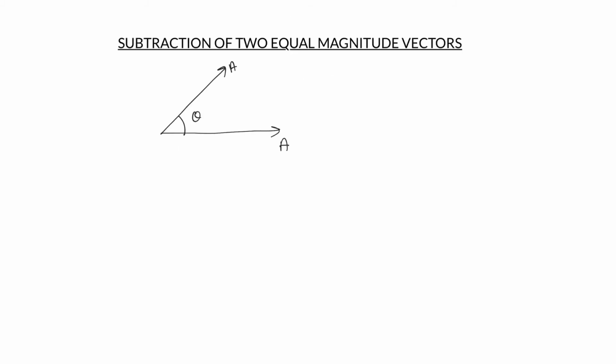Now let's discuss subtraction of two equal magnitude vectors. Over here we have two vectors of the same magnitude A, and the angle between them is theta, and our aim is to find A vector minus A vector.